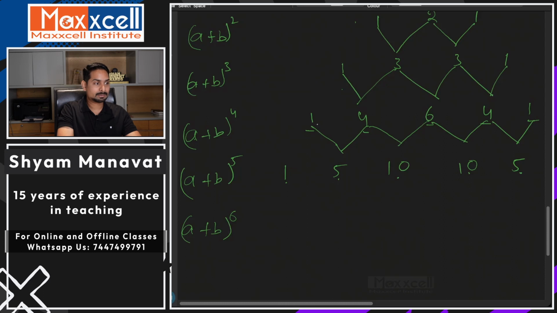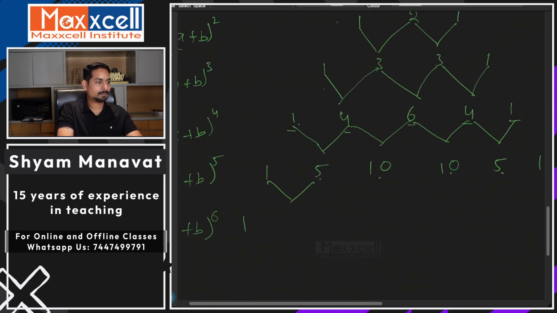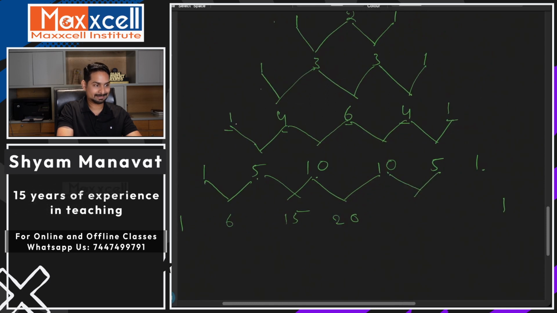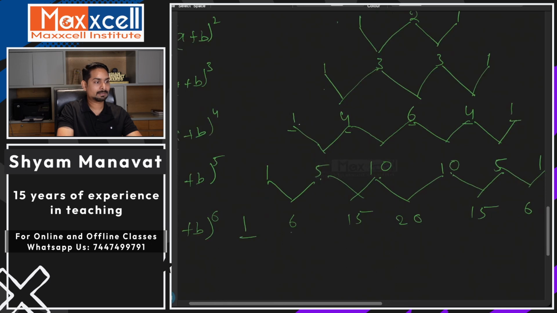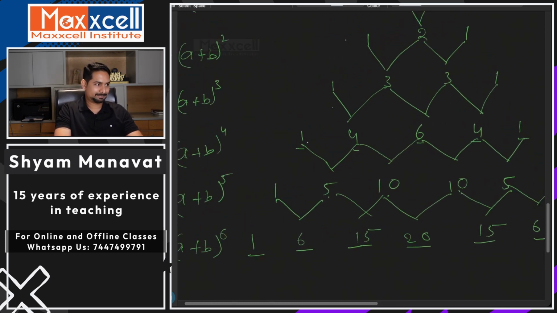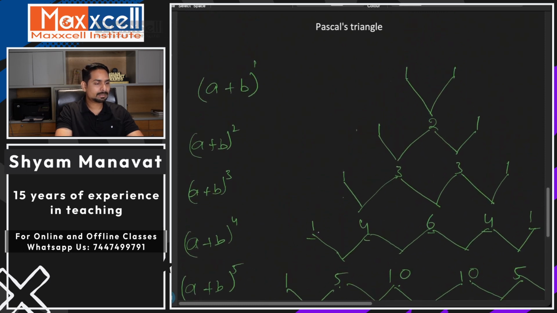Let's see the numbers. I'm sure you can do that also. Start with 1, end with 1 here. Now 1 plus 5 is 6, 5 plus 10 is 15, 10 plus 10 is 20, 10 plus 5 is 15 again, 5 plus 1 is what? 6. So here we got the coefficients in the case of a plus b to the power 6 expansion. Okay, good. Now let's write the learning of what we understood from this expansion.